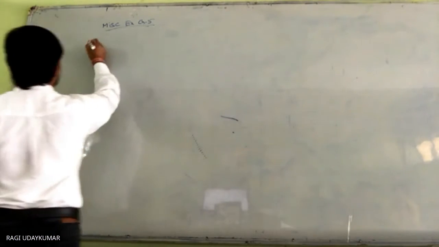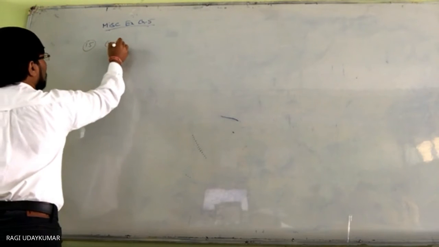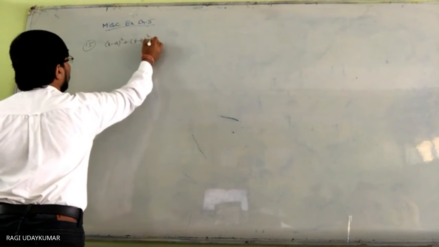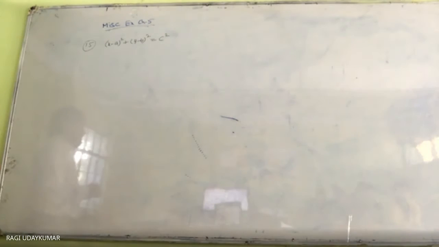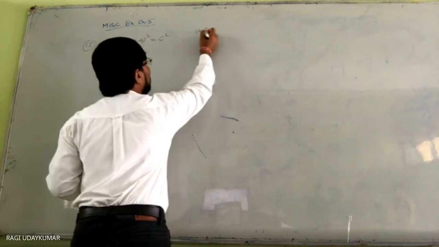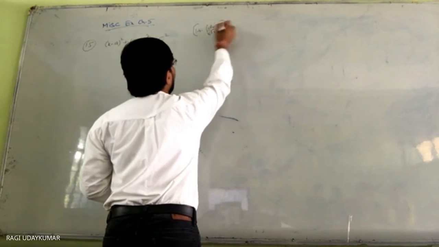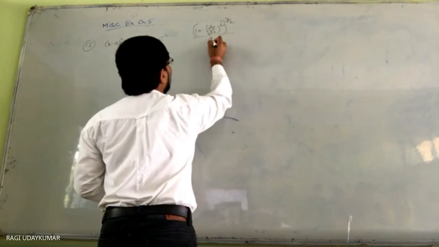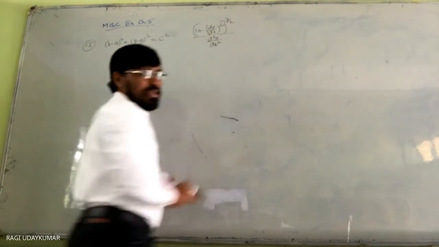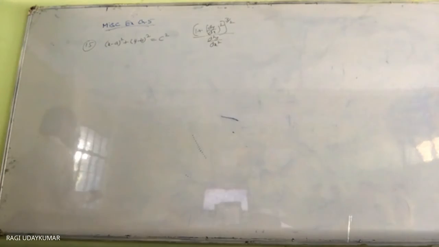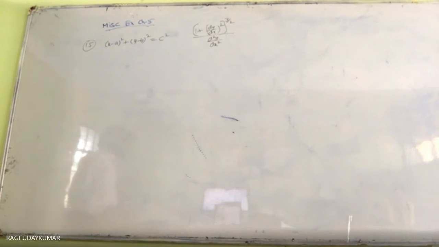What is the question given here? (x minus a) whole square plus (y minus b) whole square is equal to c square. It is asking you to prove that [1 plus (dy by dx) whole square] whole to the power of 3 by 2, divided by d square y by dx square, is a constant independent of a and b. So for that you need to find dy by dx. First find dy by dx.